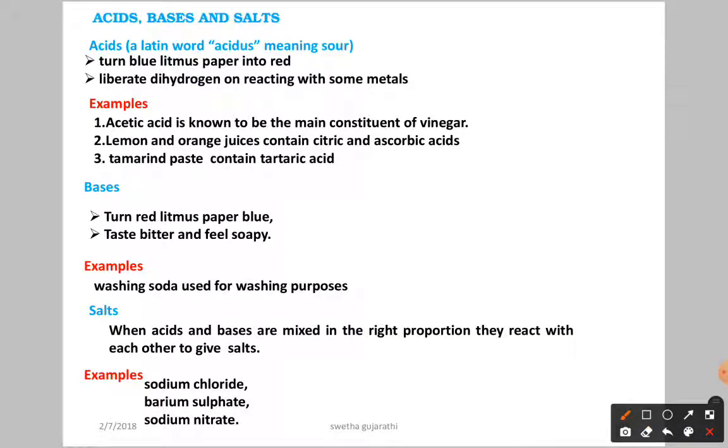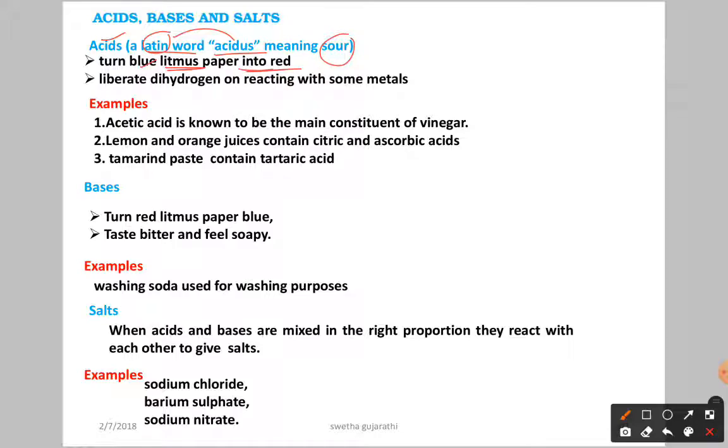If you go for the Latin word, acidus means sour. Acidus is a Latin word, and its meaning is sour. Now if you go for the litmus test for an acid, blue litmus is going to turn what?